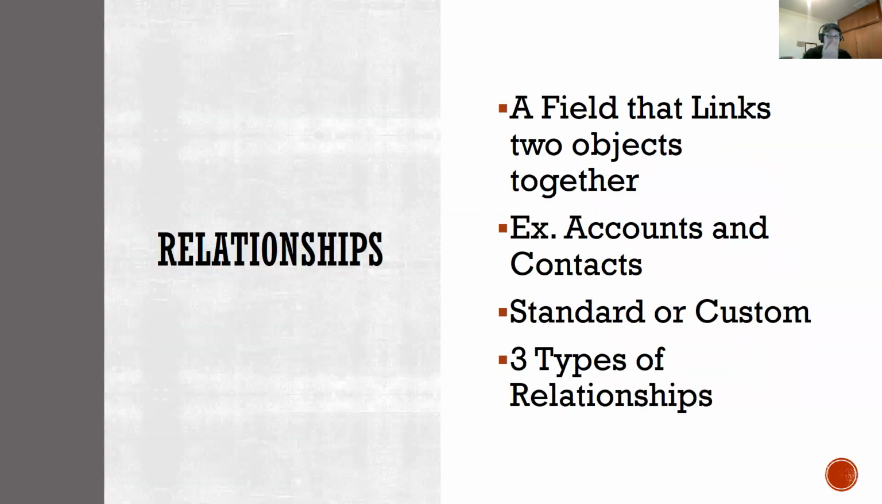All right, so let's do a quick review of what a relationship is. Really, it's just a field that links two objects together, right? There's an example of this, which we'll show in a quick screenshot: when you're clicking on accounts, contacts will also pop up too, and you create a new contact on the account. You have standard relationships, which we'll look at in Schema Builder, and you can have custom relationships too. And there are three types of relationships that we're going to look at.